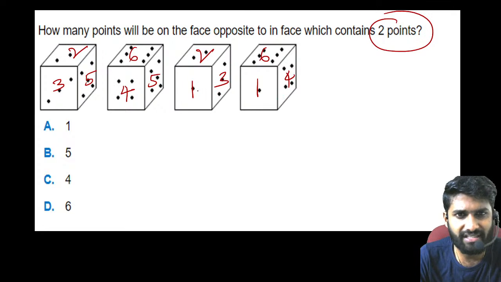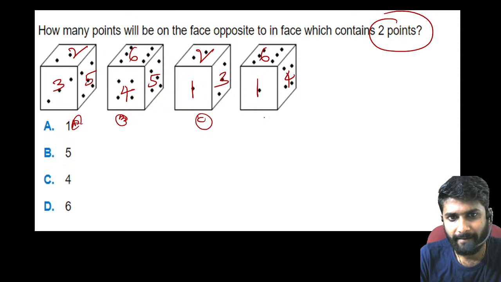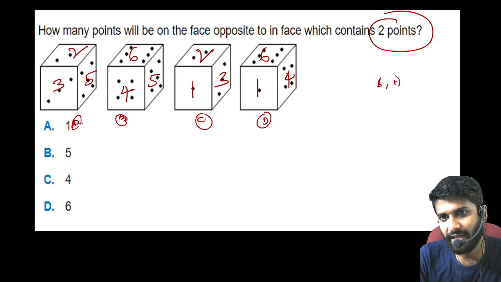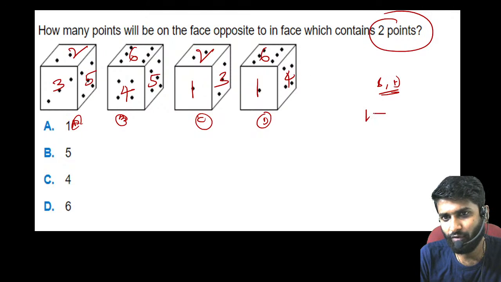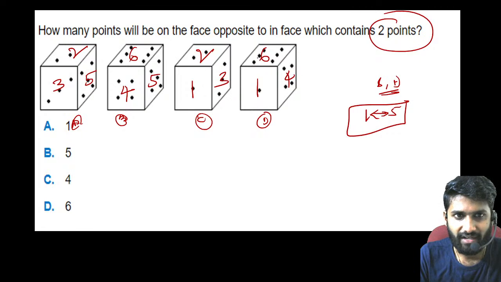Just compare it. Which one is better, guys? See, A, B, C, D. If you compare B and D, 6, 4 is common. Then 1 and 5 is the perfect opposite pair. That is the first part. Next, if you compare B and D, okay, completed.